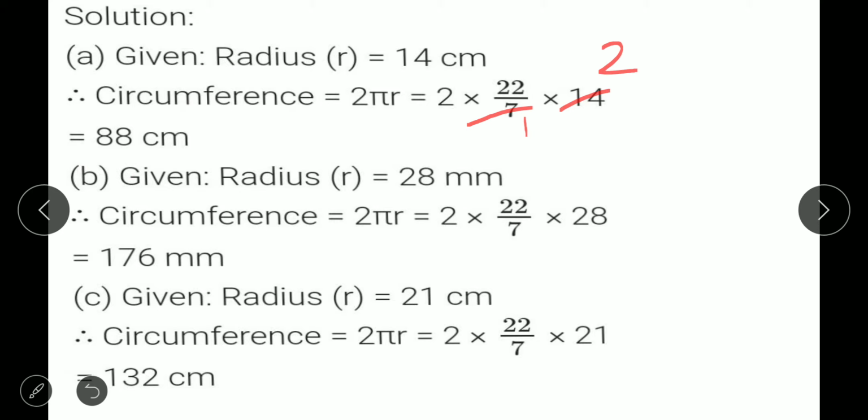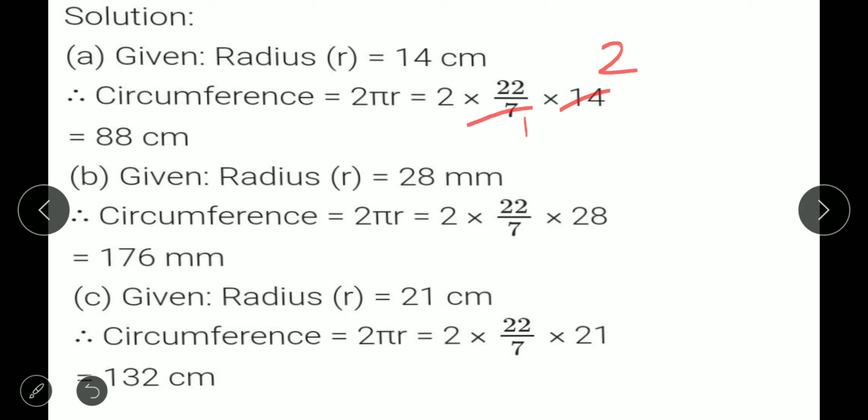Be remember, you should keep one thing in mind: in area you will get centimeter square, and in perimeter or circumference you will put centimeter with the power 1 only, unit with the power 1 only.